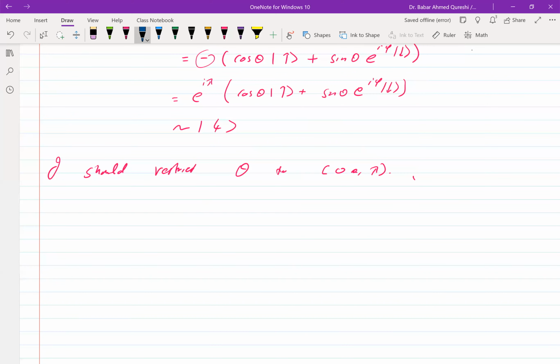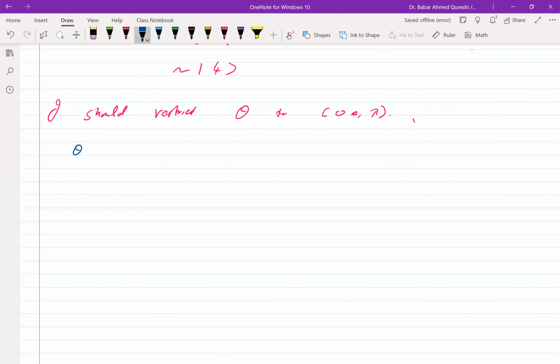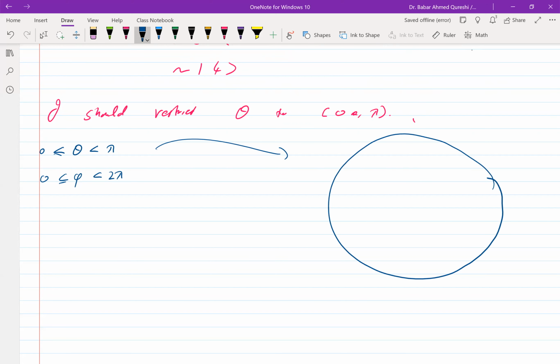So theta is between 0 to pi, and phi is between 0 and 2 pi, because every value of phi gives you a different phase, and there's a periodicity of 2 pi, so you don't need to go beyond that. So you have these two numbers, theta from 0 to pi and phi from 0 to 2 pi. So you can map them on a sphere, because a unit sphere can be parameterized, or you can give it coordinates theta and phi, which are the usual coordinates.